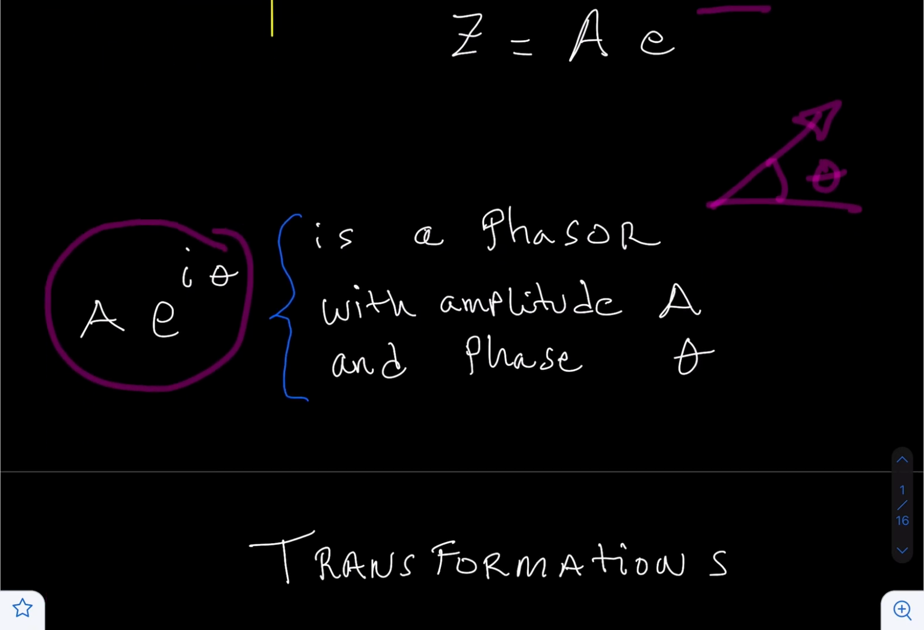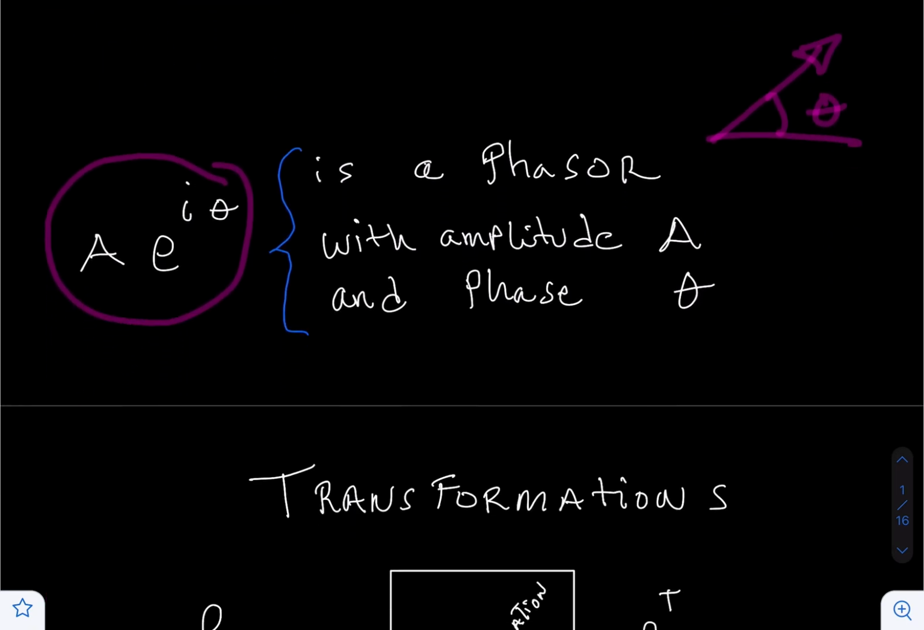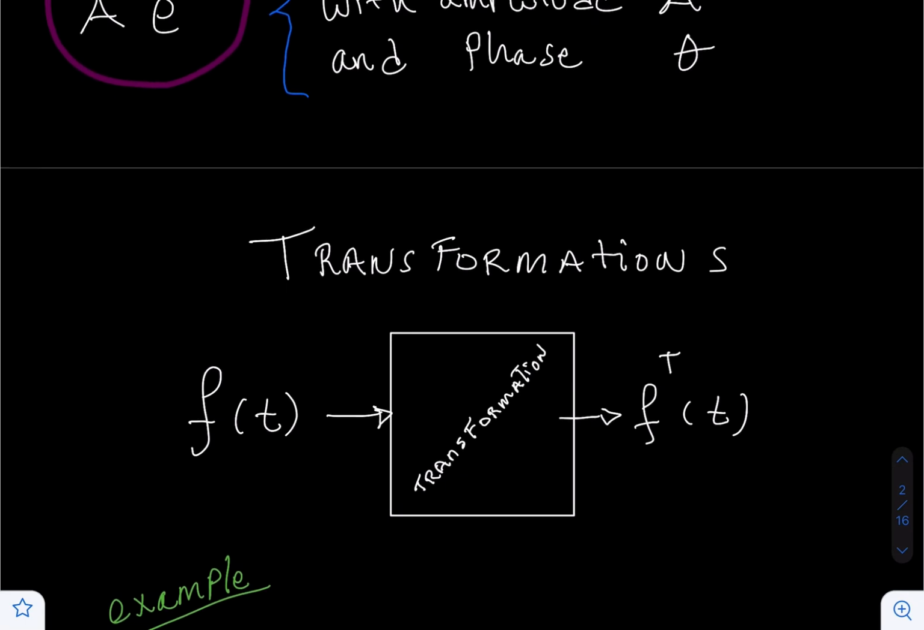All right. So now let's talk about transformations. What's a transformation? A transformation is when you take a certain function and you transform it. So here's a box. You transform it, and that function becomes a different function. So this function here becomes something else, and that's why I call the transformation ft, for transform of the signal.